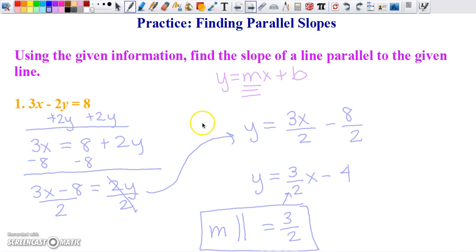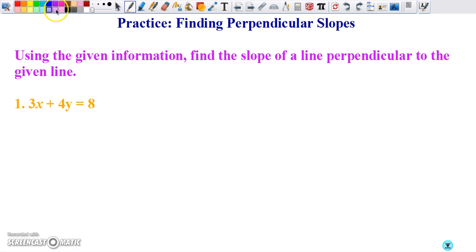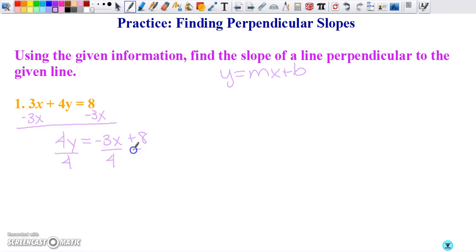All right, and then for our very last example, we do one that is perpendicular. So again, we need to get y by itself. Y is already positive, so I'm going to start with subtracting 3x from both sides. Even though I'm doing that subtraction, I'm going to keep this first, a negative 3x, only because I want it to stay in the form y equals mx plus b. Okay, so then divide by 4, and remember you want to divide everything individually by 4, just to keep things easy. So we get y equals negative 3/4 x plus 2.